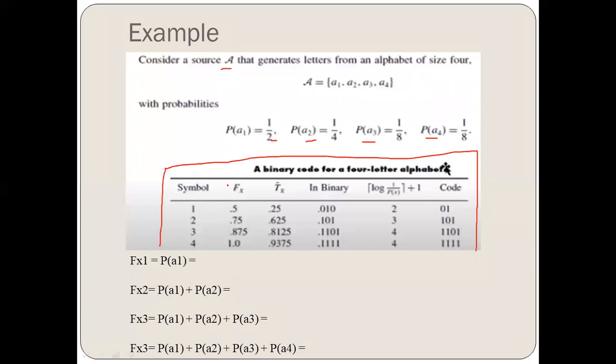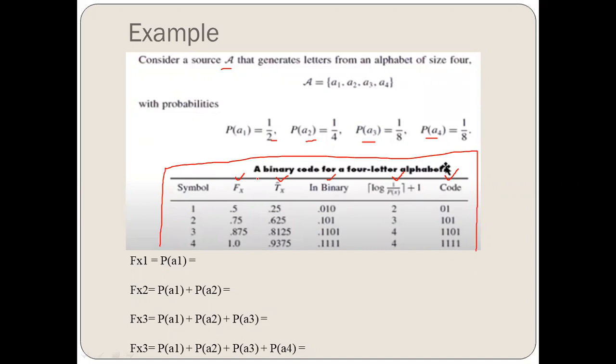Now, second thing, I'm going to find the Fx. Fx is the function of each symbol. Next is the Tx we are going to calculate. Then we are going to convert this decimal into binary codes. Then I'm going to find out what length I should keep for the code. That is to be done with the help of a formula, we will see. And lastly, we will define the codes for the symbols. So let's start with it.